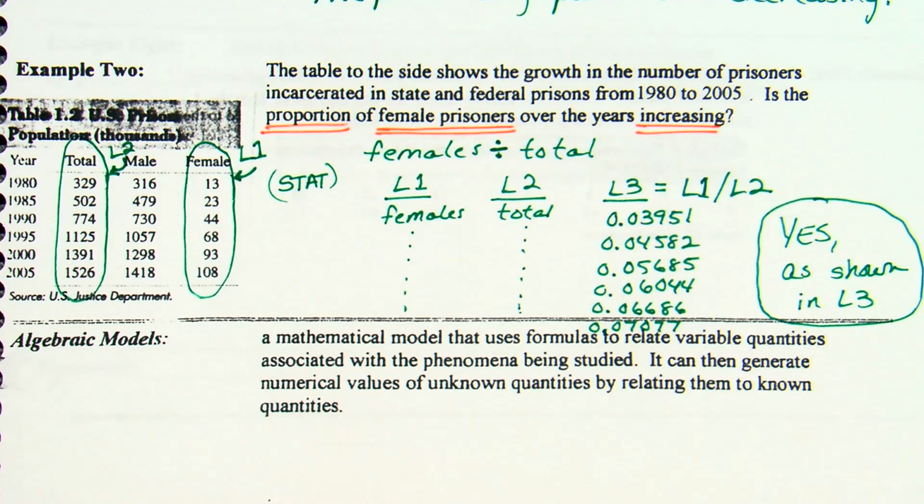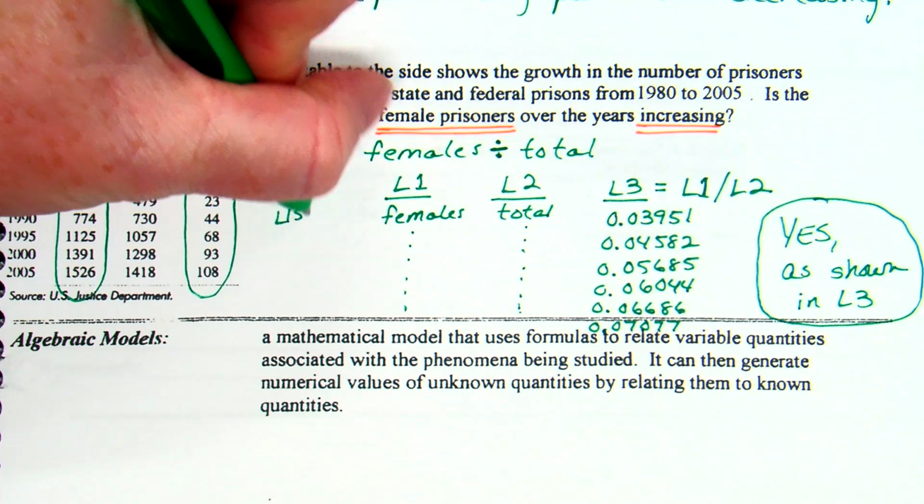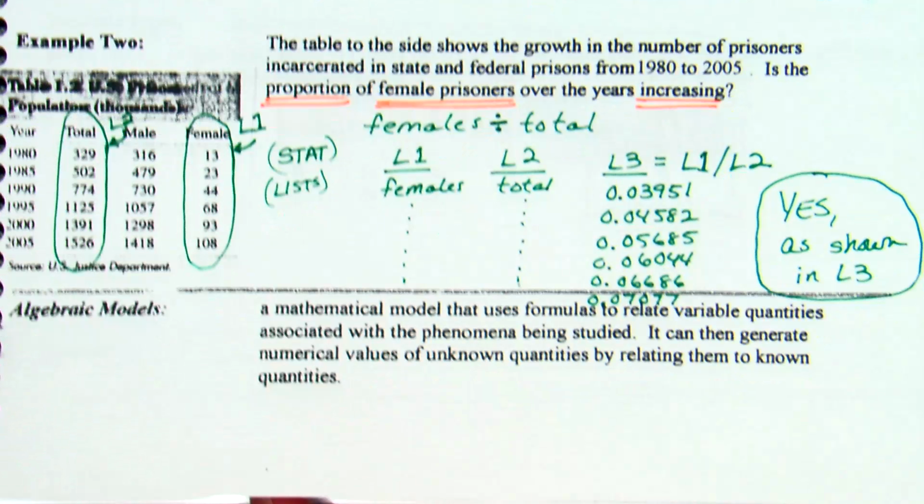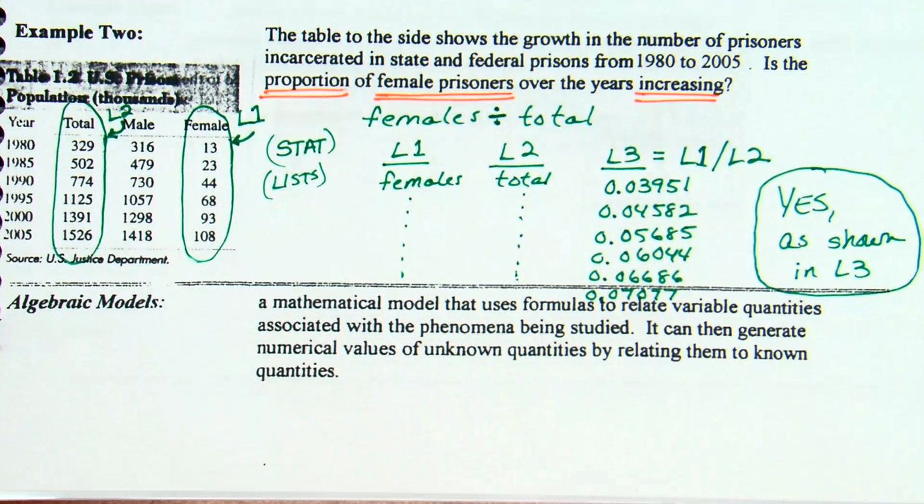Okay. That's numerical models. It's just looking at the numbers, analyzing the numbers. And as I said, I wanted to teach you the idea of how you could use the list function on your calculator. Okay? We're using list there. We're going to talk about algebraic models: a mathematical model that uses formulas. When we're talking algebraic, there's an equation, there are formulas involved, to relate variable quantities associated with the phenomena being studied. It can then generate numerical values of unknown quantities by relating them to known quantities.